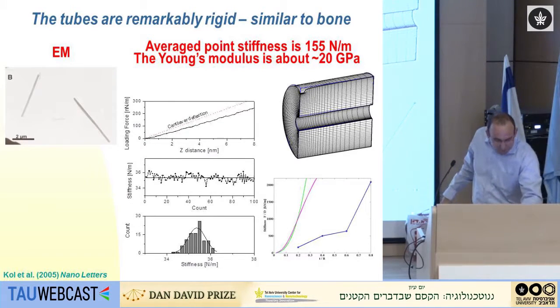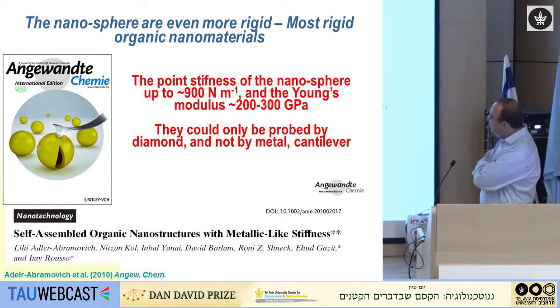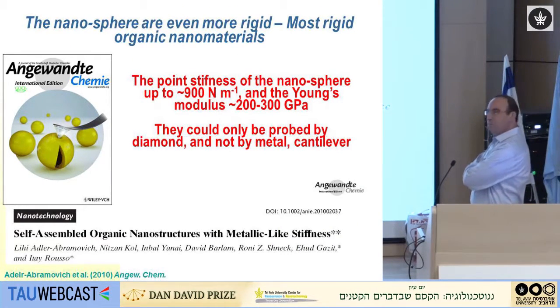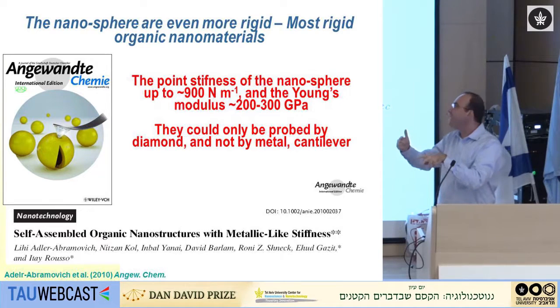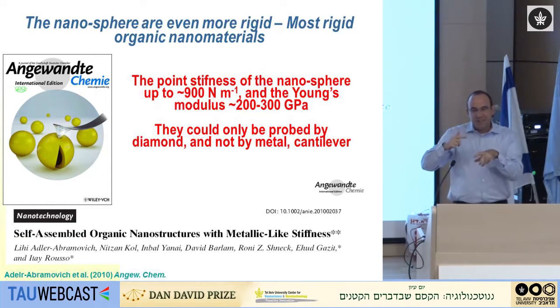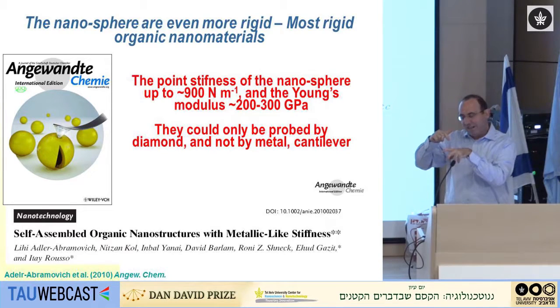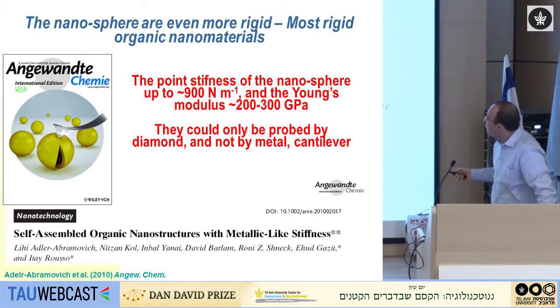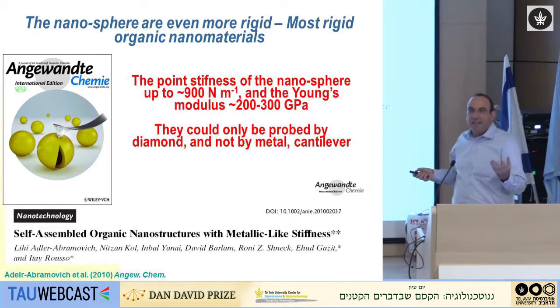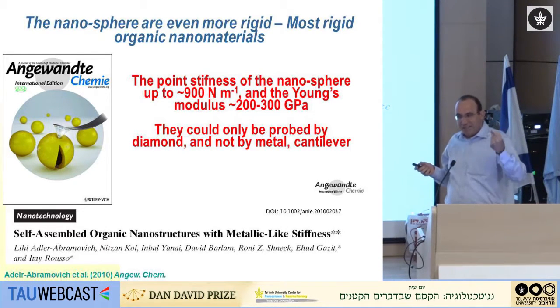If this was a surprise, another surprise came when we wanted to study the nanospheres. We used the same type of experiment, applying force with the AFM, and nothing happened. Only when we changed the tip, the cantilever, into a diamond-based cantilever, could we deform the structures. We measured a point stiffness of nearly 1,000 Newton per meter, and a Young's modulus of about 200 to 300 gigapascal. This is like good quality steel, made by self-assembly of dipeptides, no covalent bonds.